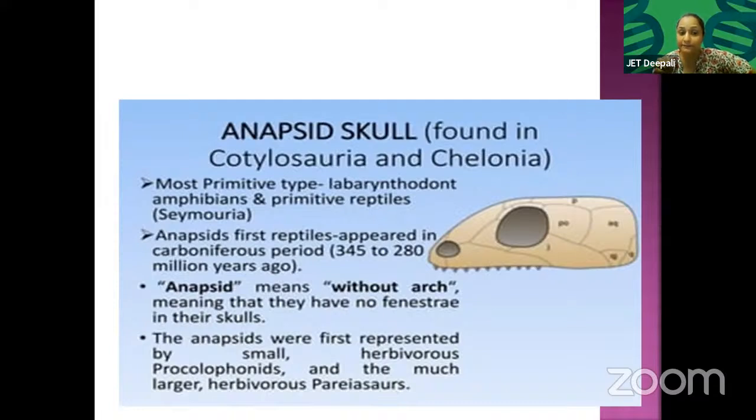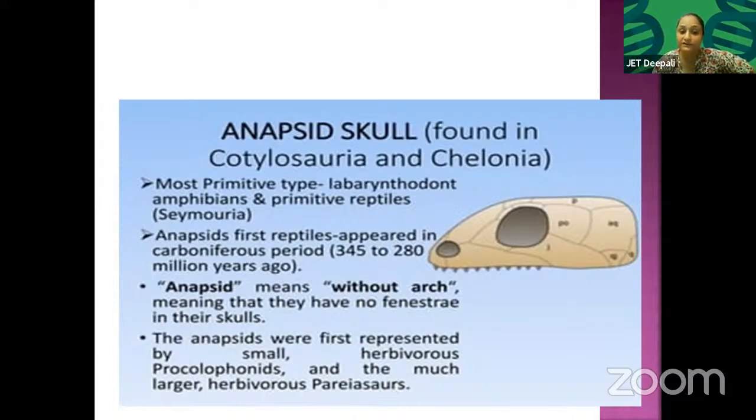Anapsid first reptiles appeared in the Carboniferous period. Hence, when amphibians were about to go extinct, a new group, a new class came into existence, that is called reptile. Okay, 345 to 280 million years ago. Anapsid means without arch, meaning that they do not have fenestrae in their skull, fenestrae is temporal foci.